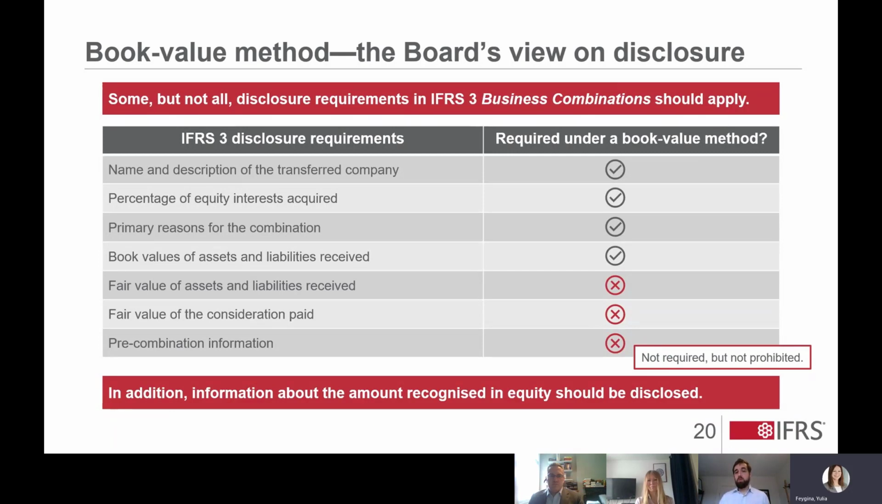The board decided that one additional disclosure should be provided: information about the effect of these transactions on the equity. As Yulia explained at the start, in a book value method, the difference between consideration and assets and liabilities received is recognised in the receiving company's equity. The board thinks that the amount of that difference and the components of equity within which it's recognized should also be disclosed.